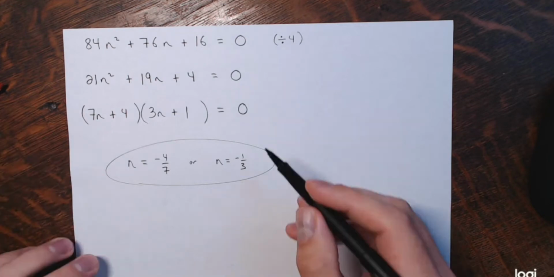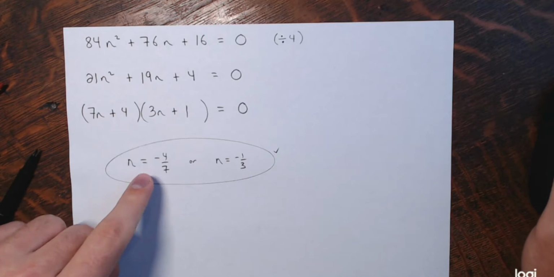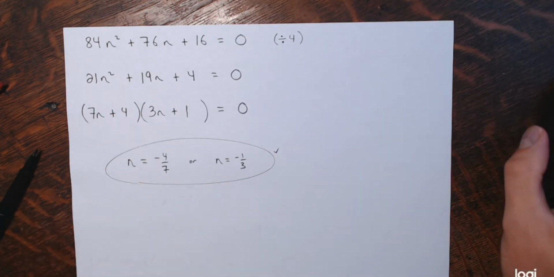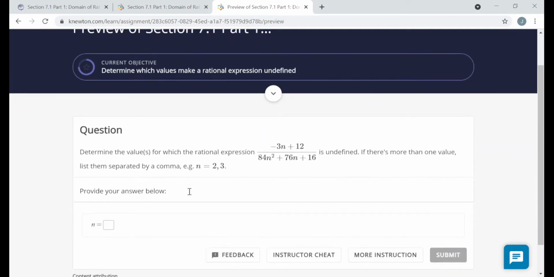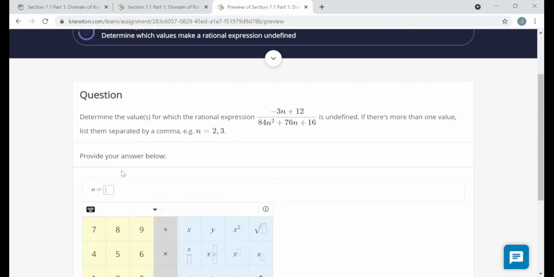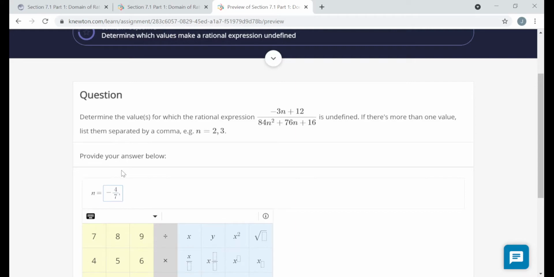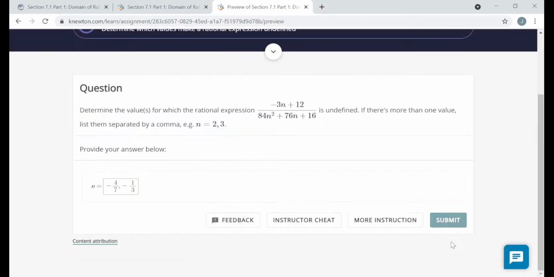Right, so those two values, and again, don't forget to check them, make sure that they make it true, but I'll leave that to you. So negative 4/7, negative 1/3, those are the values that I couldn't plug in for n in this expression. Because if I did plug in negative 4/7 or negative 1/3, the denominator would be 0, and this expression would be undefined, have no value, and that's no good. So n equals negative 4/7 will make the expression undefined, comma, negative 1/3 will also make the expression undefined, the denominator 0. All right, and that's it.